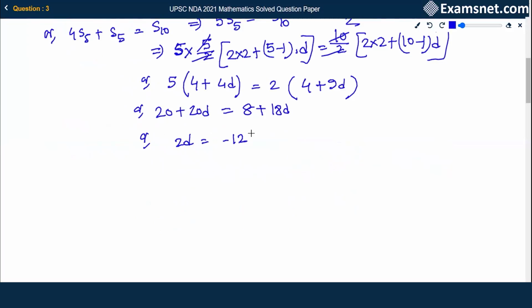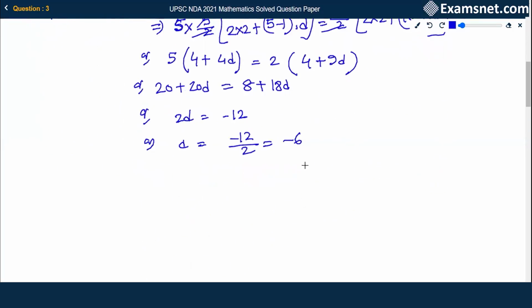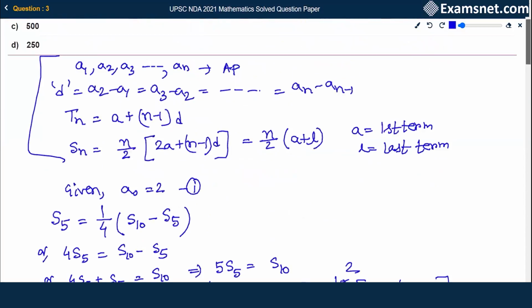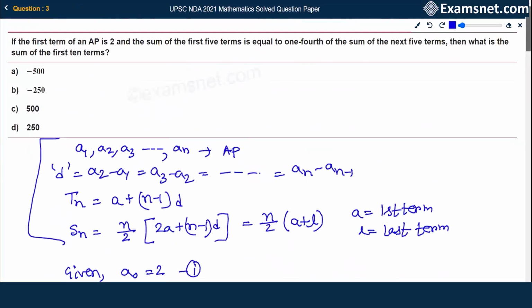If we bring all the like terms to the left side, all the variables to the left side and all the constants to the right side, we will get 2d equals minus 12. That means the value of d is minus 6, right? So it was given the first term, which is 2, and we got the value for common difference d. Now we can easily find the sum of the first 10 terms using the formula, correct?